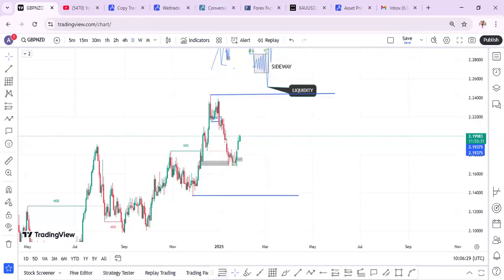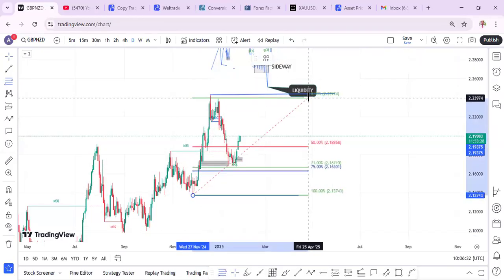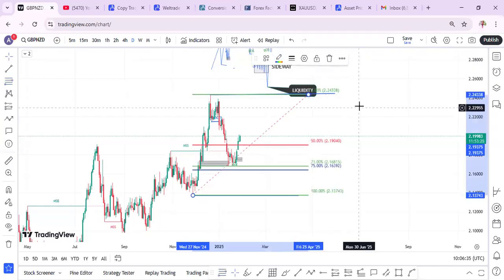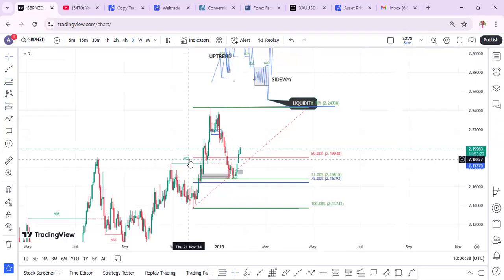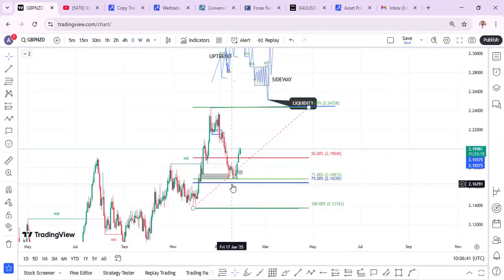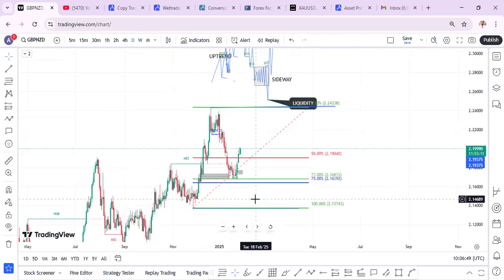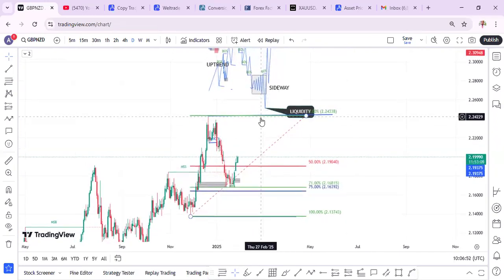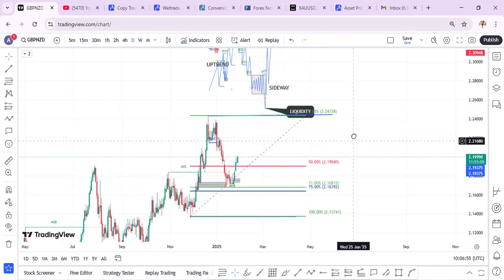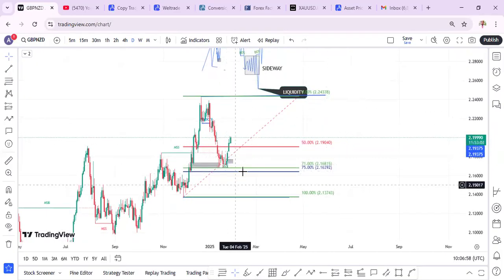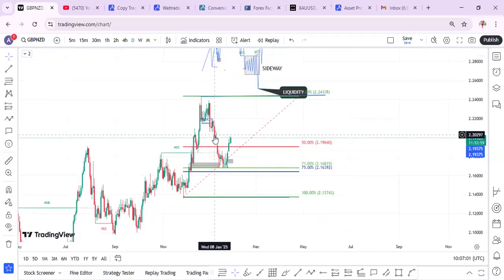So all you need to do is pull your Fibonacci and wait for price to come to what? Discount. It doesn't mean that it must be 71 or 75. Anything below 50 is discount, which is buyer territory. Anything above this is premium, a seller territory. So we want to buy from buyer territory. As price is making a pullback, don't buy anything above the equilibrium line, which is the 50. If you buy here, see what will happen.